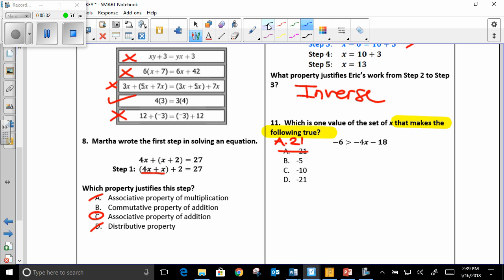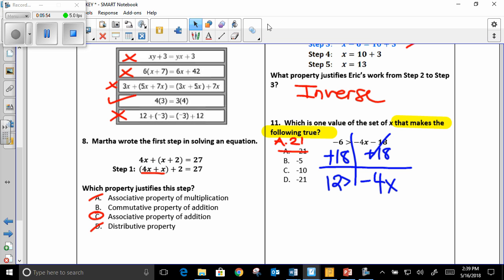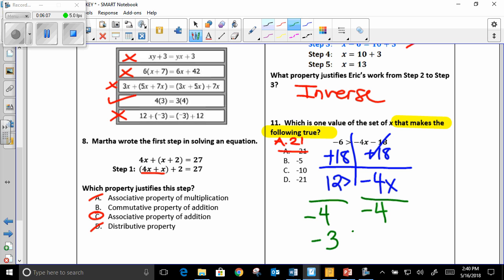So what I would do first is solve it. And when you solve, you're going to add 18 to both sides. So now you have a -4x on this side. The 18s cancel out. You're left with 12 on the left side. So 12 is greater than a -4x. If you remember your rules about inequalities and dividing by a negative, you're dividing by a -4. So what does that mean? You're going to flip. So this equals a -3. I'm going to flip it. This cancels out and you get x.